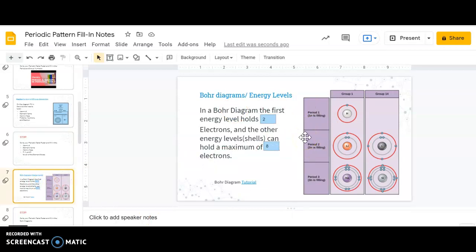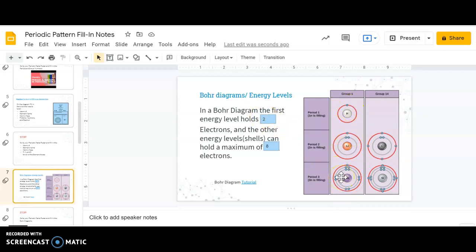Then this is how you would draw the different energy levels. So here's period 1, hydrogen has 1 energy level. Period 2 has 2. Period 3 has 3 energy levels. And these are all group 1. So they have 1 valence electron. 1 on the outside on the red, 1 on the outside, 1 on the outside.